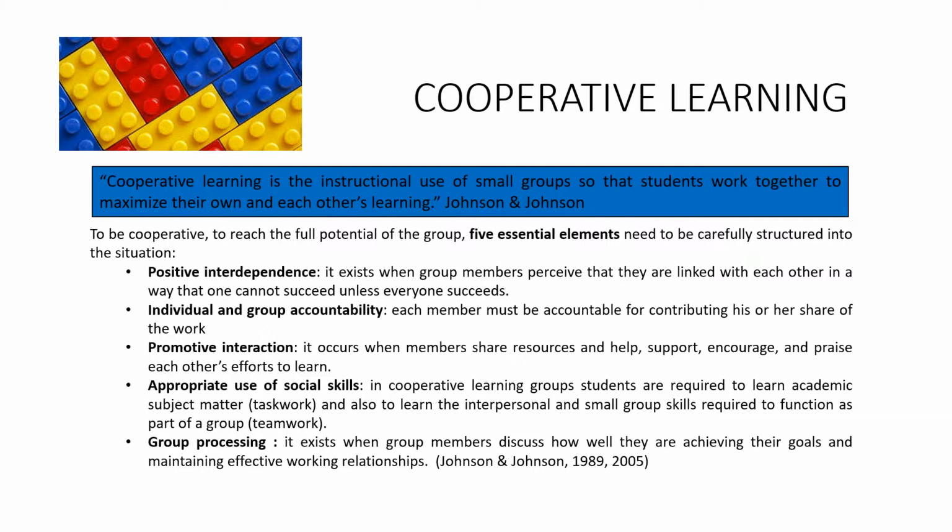Appropriate use of social skills. In cooperative learning groups, students are required to learn academic subject matter, which is the task work, and also to learn the interpersonal and small group skills required to function as part of a group, which means teamwork. And the last one, group processing. It exists when group members discuss how well they are achieving their goals and maintaining effective working relationships.